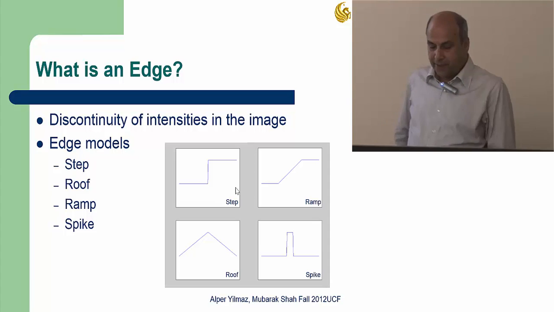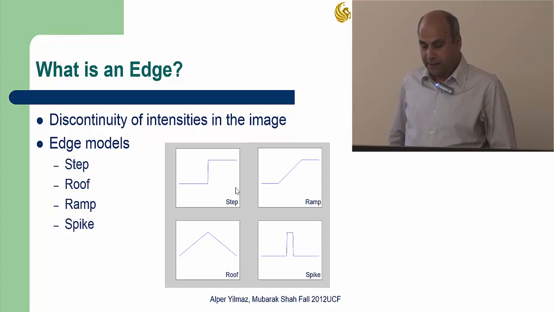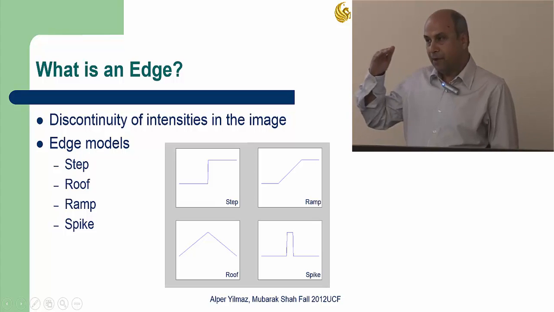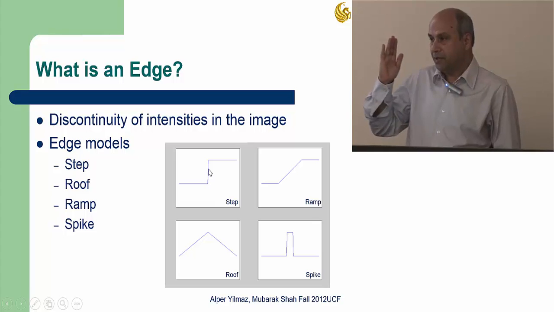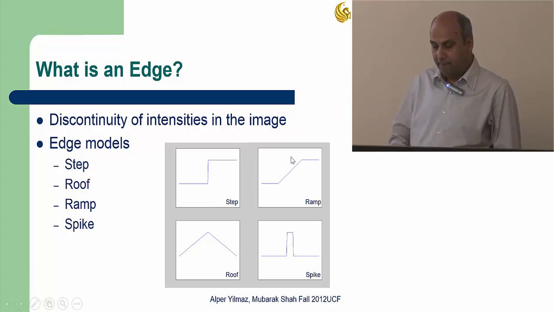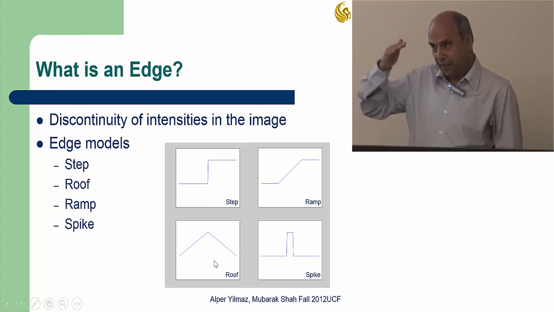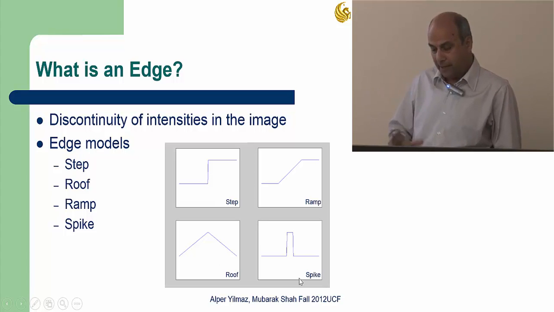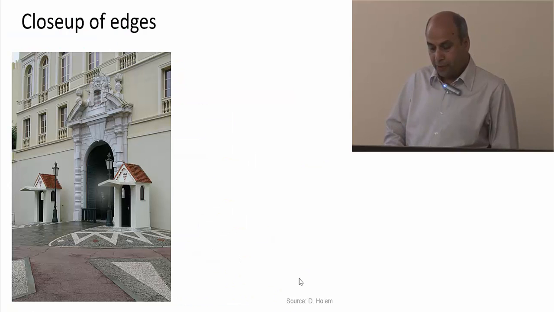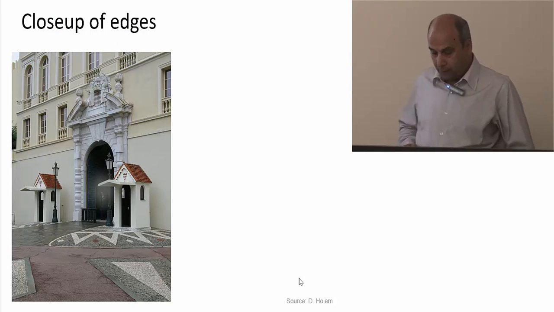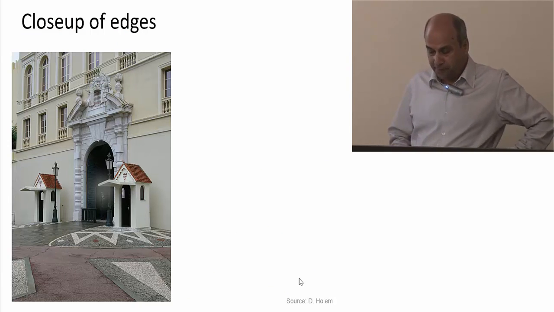So what's an edge? As we talked about, it's a discontinuity in intensity. And there are different kinds of discontinuities. This is the step edge. There's an instantaneous change from one level to another. There's a ramp edge, which is a gradual change. This is a roof edge, which is a change and then goes down. And this is like a spike, a little change and then it goes down. So let's look at a close-up. Again, these are borrowed from other professors.